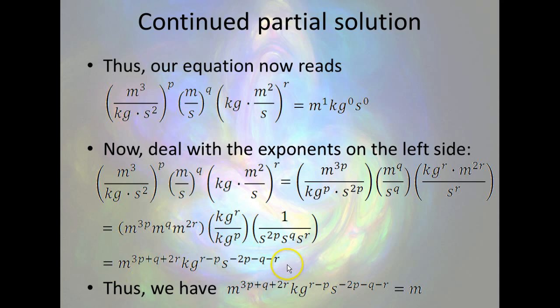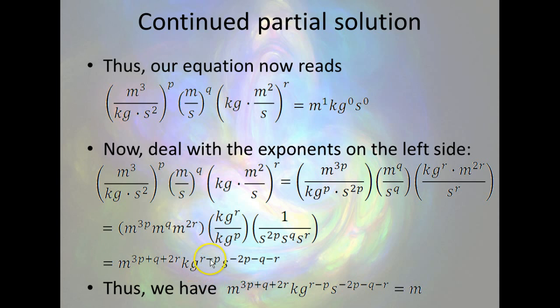So when you do this, here's what you get. Well, remember, we're trying to get units of meters here. Well, there's our exponent for meters. 3p plus q plus 2r must equal 1. See, there it is, meters to the first power. So this exponent must equal 1, because we're trying to get units of meters.